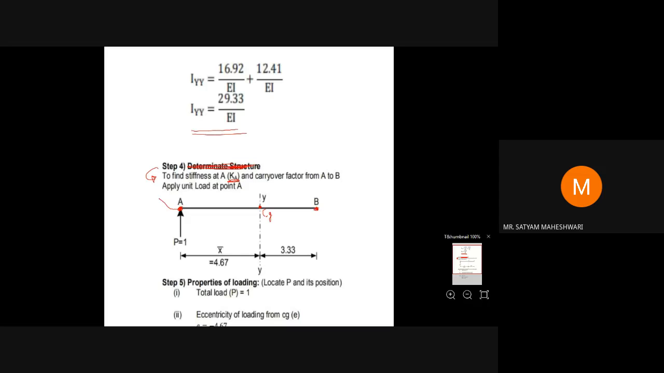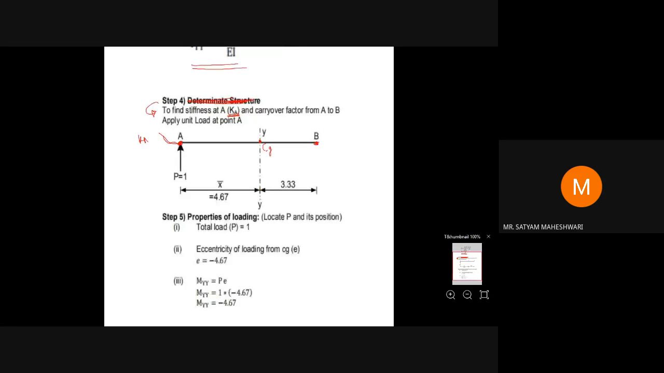Since we have to find out the stiffness at A, we'll apply the load at A. Then after, note down the properties of the loading. What is the property of the loading? In the properties of the loading, we are locating P and finding its position. We have applied the load at A, because we have to find out the stiffness at A. How much load have we applied? We have applied P is equal to 1 in the vertical direction.